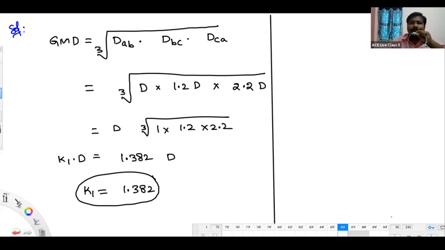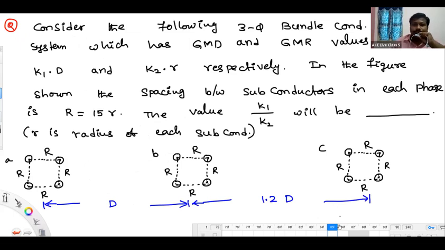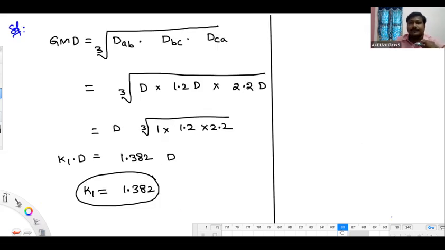Okay, simple. Next, let's concentrate on the K2 calculation. Look once, please. GMR is nothing but the geometric mean of the GMRs of phase A, phase B, and phase C, under a cube root.